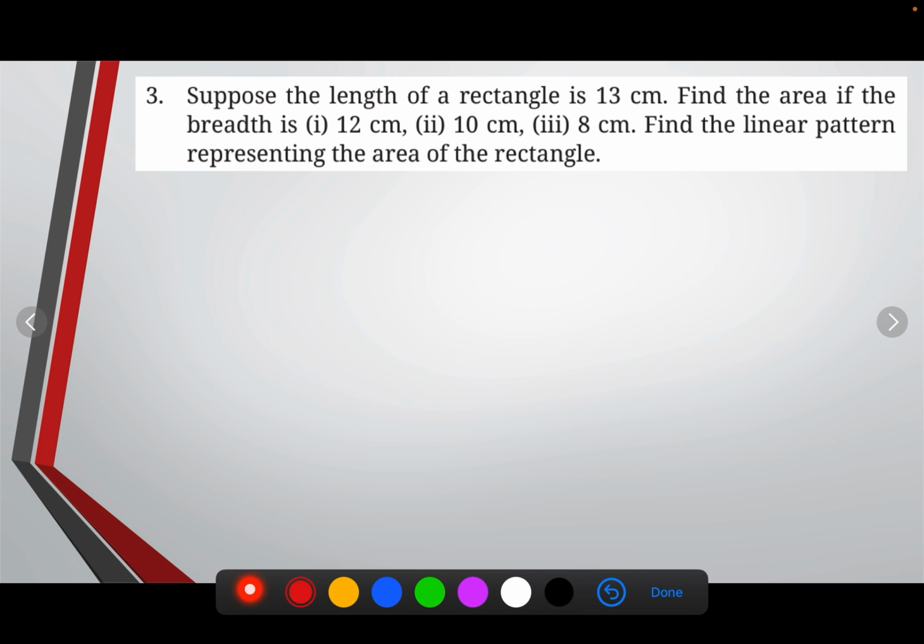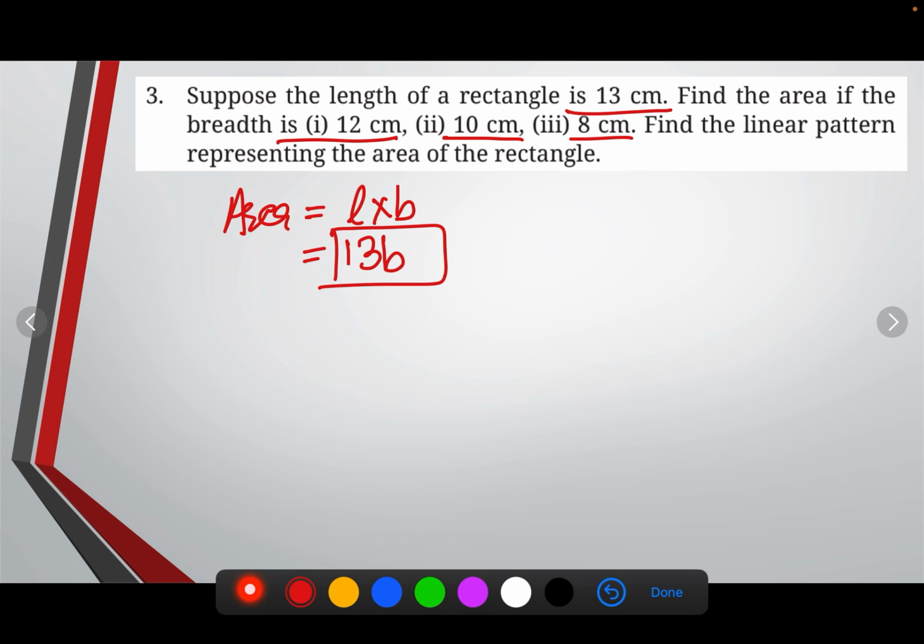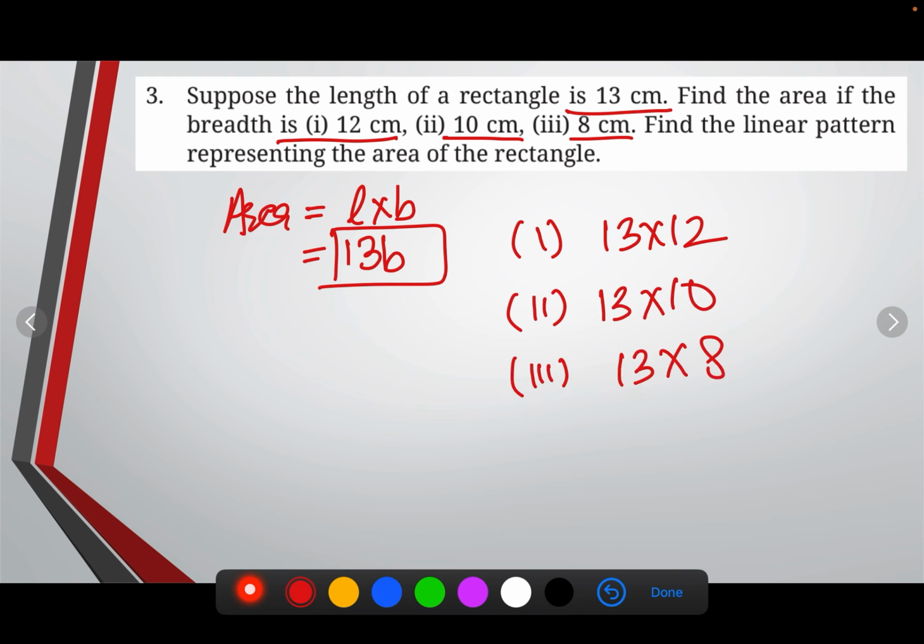Suppose the length of the rectangle is 13. Find the area if the breadth is 12, 10, 8. The linear pattern to represent. So what is happening here? Area is length into breadth. The length is fixed, this is b. So for the first part, I'll multiply 13 by 12. For the second part, I'll multiply by 10. For the third part, I'll multiply 13 by 8. And I can use this expression for any calculation. Right?